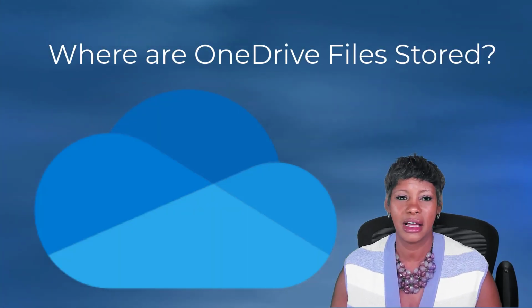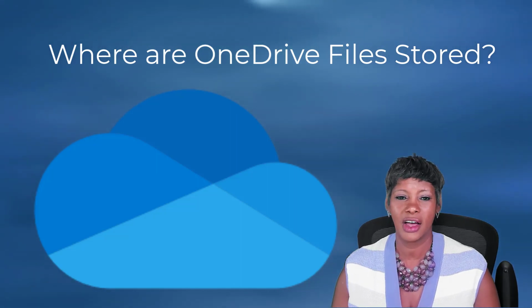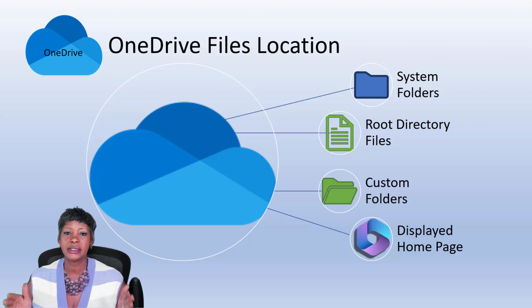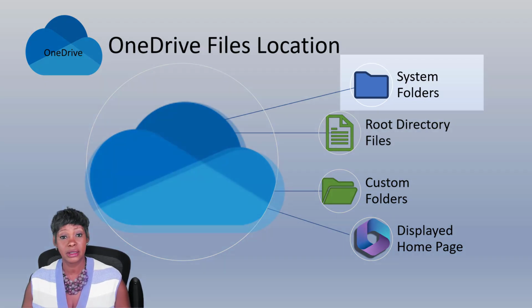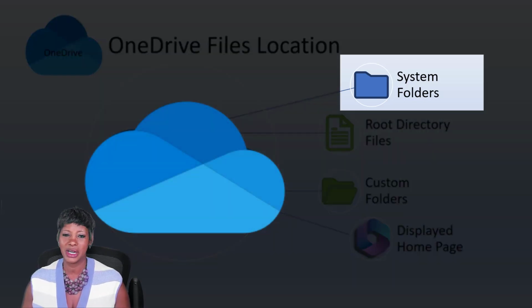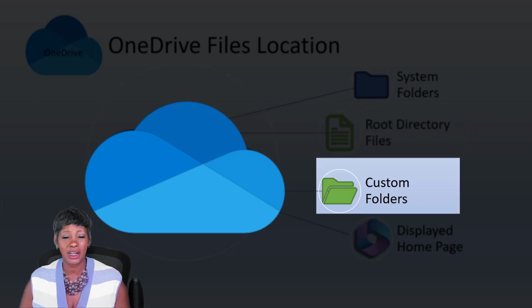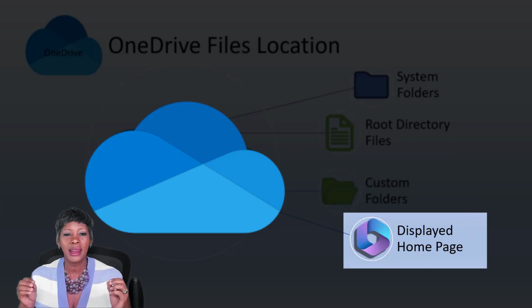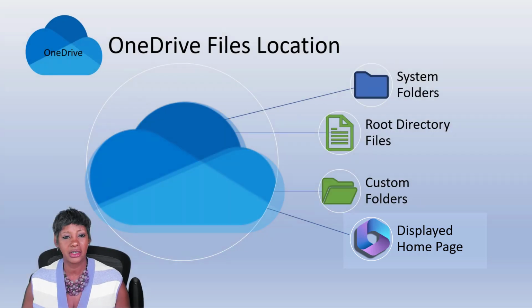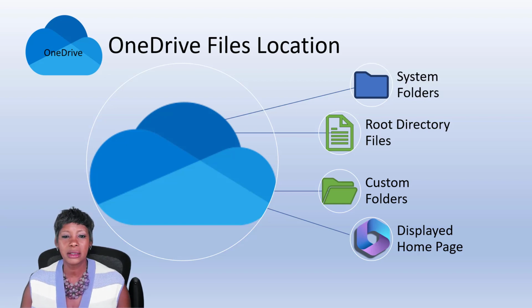So let's discuss where OneDrive files are stored. OneDrive contains many folders very similar to our local drive. However, Microsoft will create system folders. Some files are stored in OneDrive's root directory. You have created some custom folders as well. And these files are displayed on the Microsoft homepage. So your file management is crucial for your daily workflow. Let's look at each one of these closely in the demonstration.